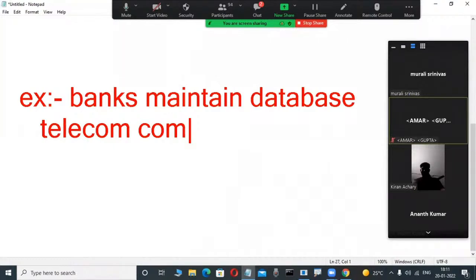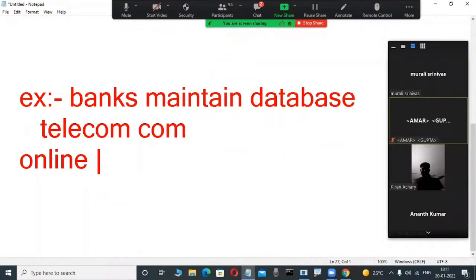Suppose so many people nowadays are purchasing items through online portals like Flipkart and Amazon. Those shopping portals also maintain databases. Because when you purchase an item, how is the order number generated? Through a database application, using the auto increment concept.